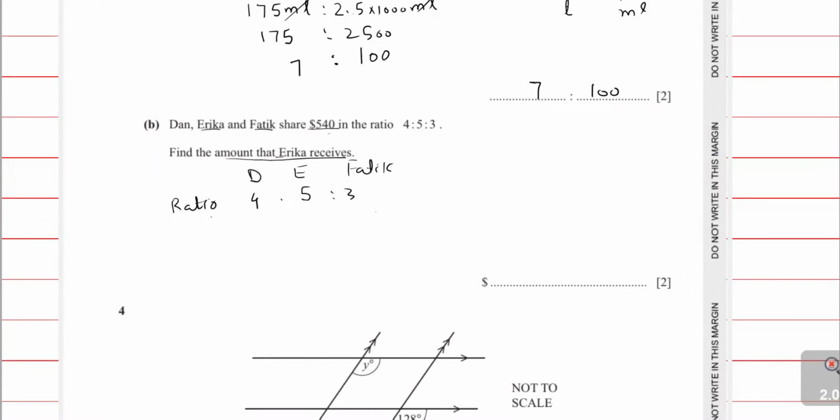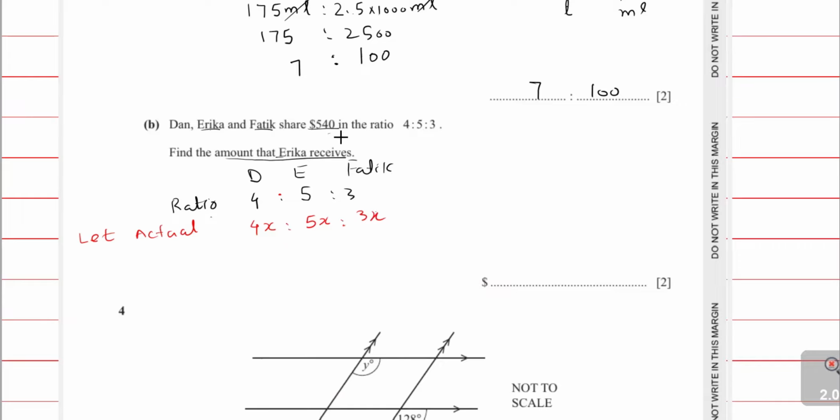Part B. Dan, Rika, and Fatik share $540 in the ratio 4 ratio 5 ratio 3. Find the amount that Rika received. Look here, the ratio given here, Dan, Rika, and Fatik, 4 ratio 5 ratio 3. To calculate the amount Rika received, firstly we suppose the actual values: Dan received 4x, Rika received 5x, and Fatik received 3x.